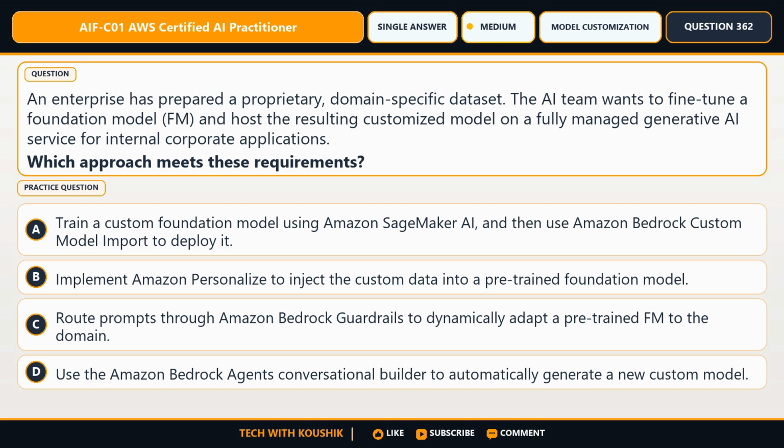Compare the options by fit, not by familiarity. Consider option A. Train a custom foundation model using Amazon SageMaker AI, and then use Amazon Bedrock custom model import to deploy it. Consider option B. Implement Amazon Personalize to inject the custom data into a pre-trained foundation model. Consider option C. Route prompts through Amazon Bedrock guardrails to dynamically adapt a pre-trained FM to the domain. Consider option D. Use the Amazon Bedrock agent's conversational builder to automatically generate a new custom model.